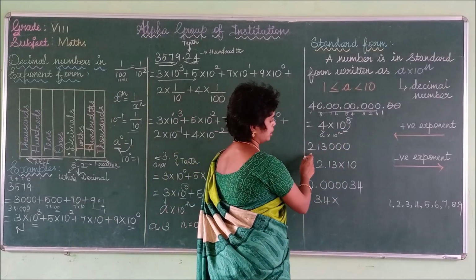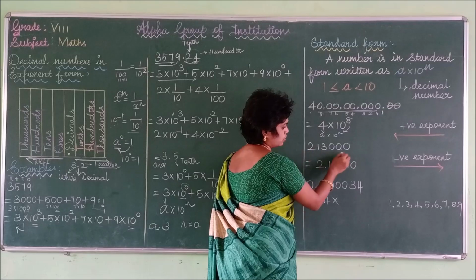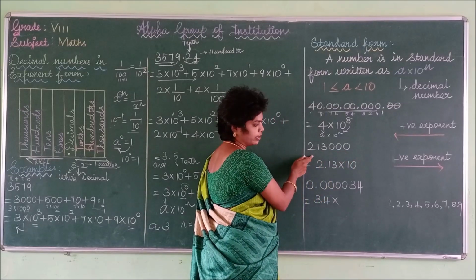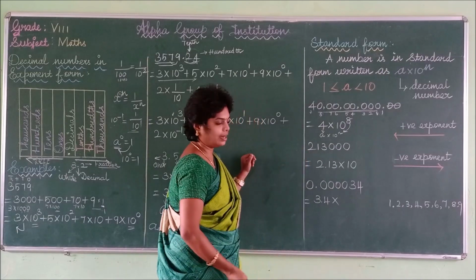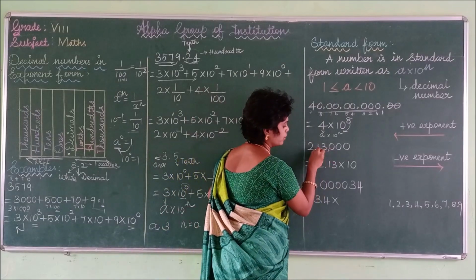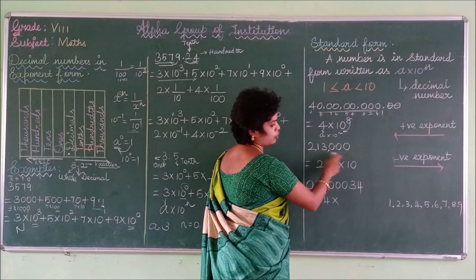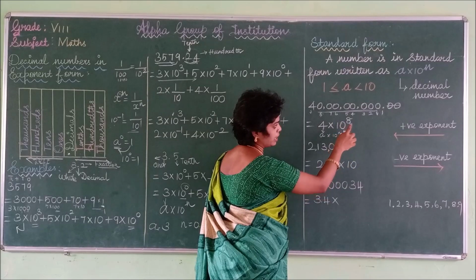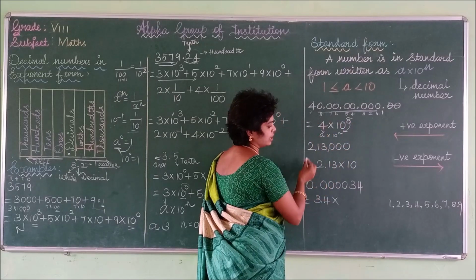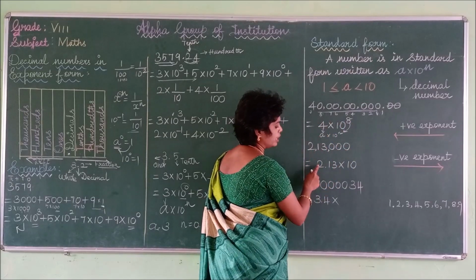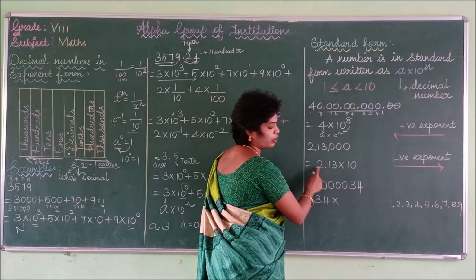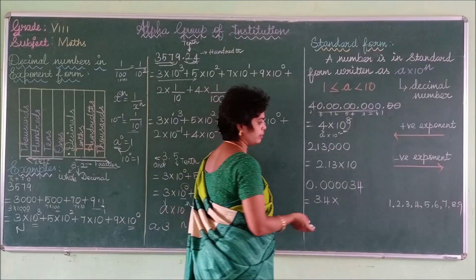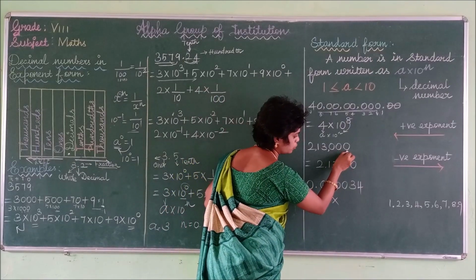Next, look at the question here. Ones, tens, 100, 1000, 10,000, but after 10,000, lakh. So how can we call this? 2,13,000. In a similar way, you have to change and write it. You have to keep only one value as a whole number. The other values must be decimal. It's not a problem.